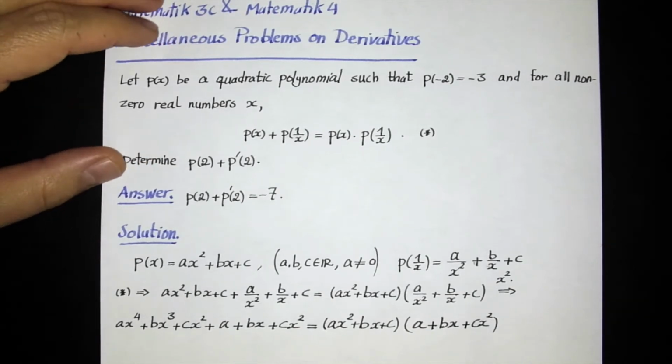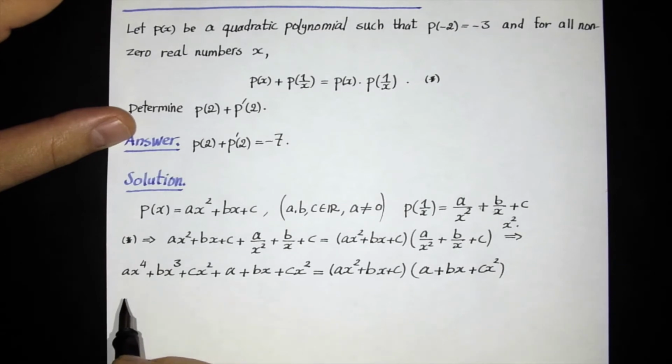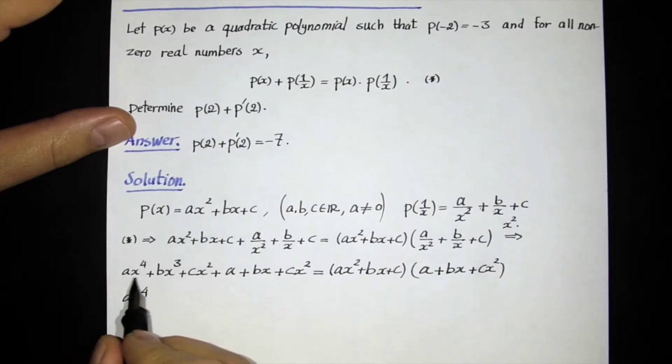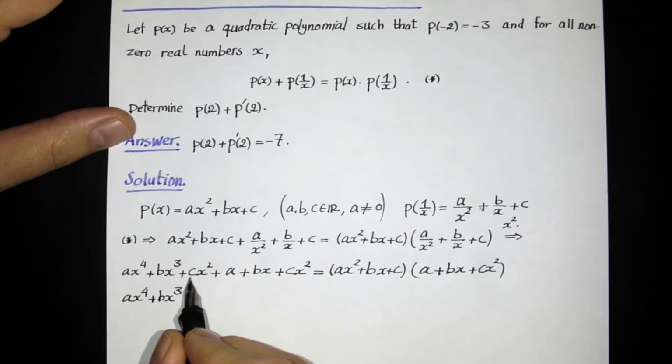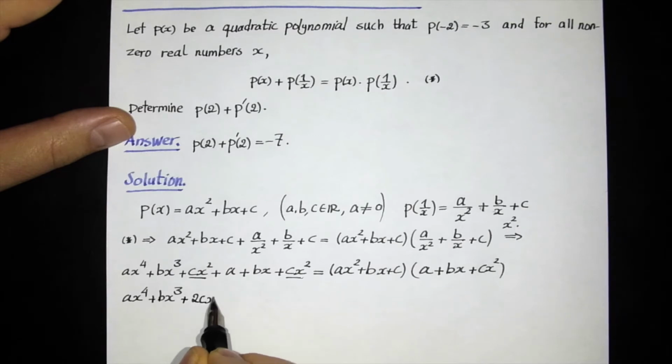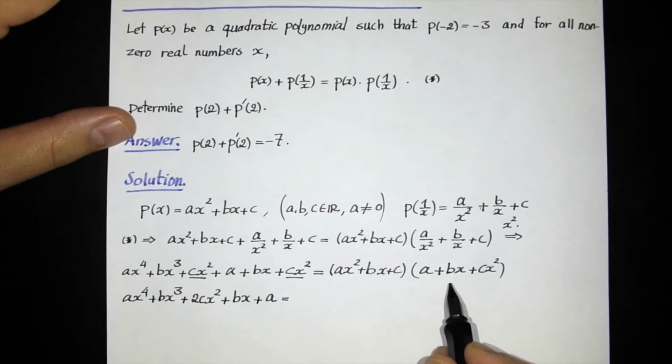Okay, and then what I do, I will try to write them a little bit simpler. So here, let me start with the highest power of x, ax to the 4, and it is alone. And then I have bx cubed, that is also alone, but cx squared appears here and there. If I add them, it becomes 2cx squared, and then I have a term bx, and finally I have the constant term a. But on the right hand side, I have to multiply these two second degree polynomials.